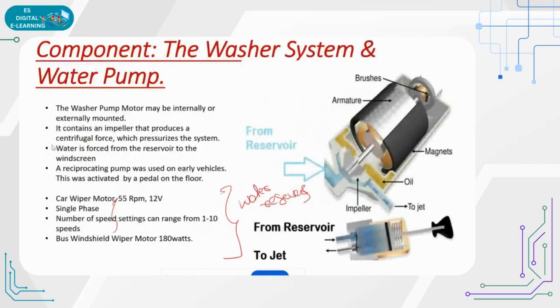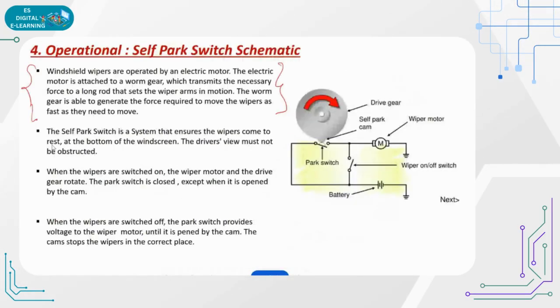And next, we'll go with understanding the self-parking, which is the system that ensures that the wiper comes to rest at the bottom of the windscreen. The driver's view must not be obstructed. Means, like this is a windscreen, right?